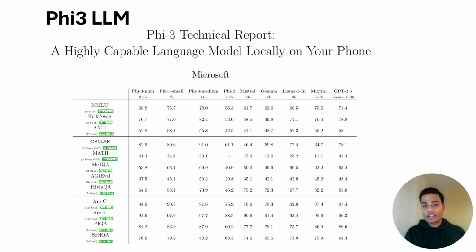Despite its smaller size, Phi-3 excels in language understanding and generation, making it perfect for applications with limited computational resources. Its efficiency enables local deployment on devices like smartphones, offering advanced AI capability without needing extensive hardware.